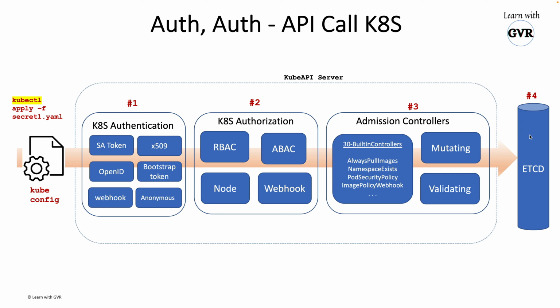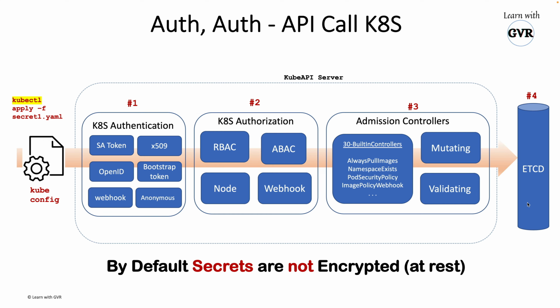But wherever it's stored, by default it's not encrypted at rest. At rest means the ultimate storage location. At rest, whatever secret you created is not encrypted, it will be stored as plain text. So how do we prove that?